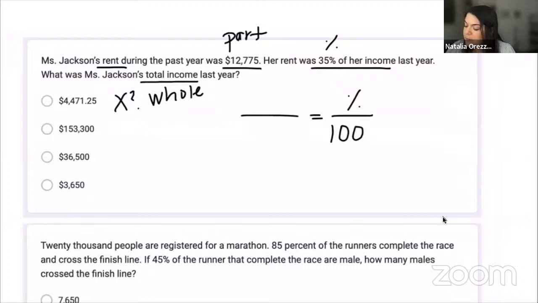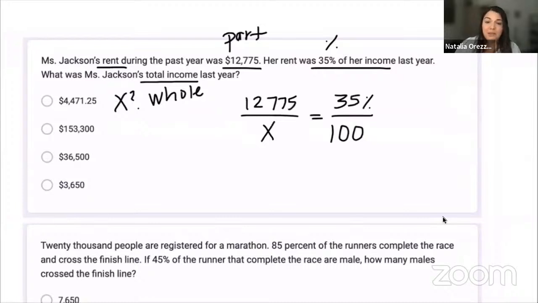So part is 12,775. And the whole, which goes on the bottom, we don't know it, so I'm going to call it X. Here with the percent, I know that this is 35%, so I'm going to put it here. And I'm going to make sure that they align with each other.